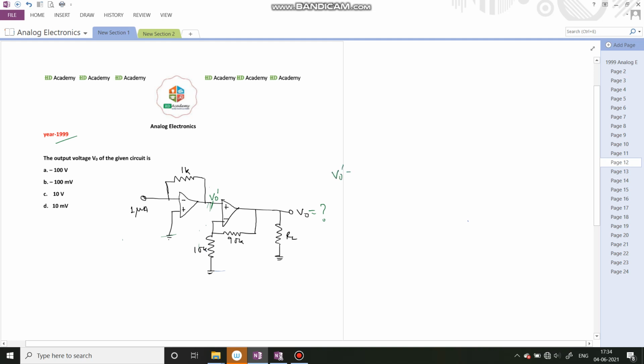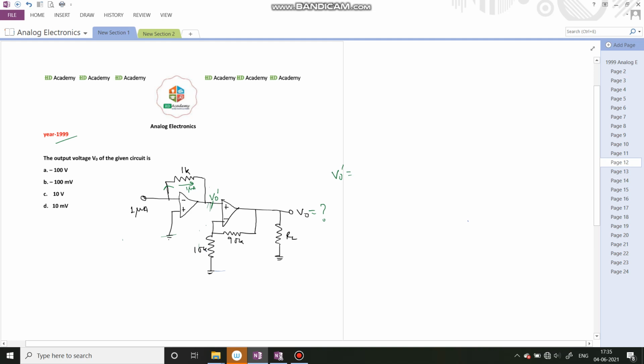V0 dot value will be the voltage drop across this resistance, the 1k resistance. Now they told that 1 microampere current is flowing through this circuit. As the input impedance of the op-amp is very high, the full current goes through the resistance. No current will flow into the op-amp because the input resistance is very high, which is considered infinite. So the full 1 microampere flows through that 1k ohm resistance.